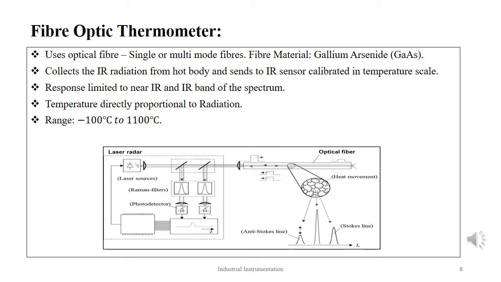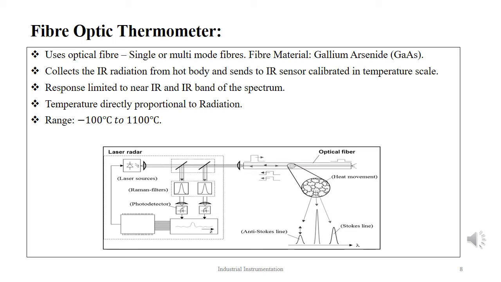The fiber optic thermometer is involved in moderate to high temperature measurement utilizing the blackbody radiation principle. The fiber optic thermometer consists of single or multi-fiber bundles. The fiber is made up of gallium arsenide semiconductor crystal. The fiber collects infrared radiation from the hot body and transmits the same to the infrared detector. The detector senses the radiated signal and converts it into a corresponding voltage output calibrated in temperature scale. The radiation collected is directly proportional to the temperature of the body under measurement.